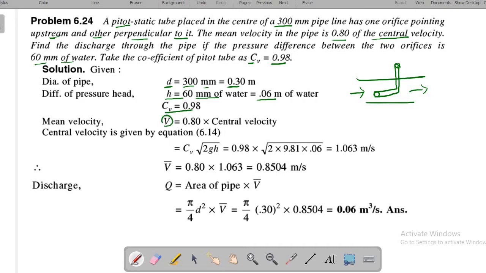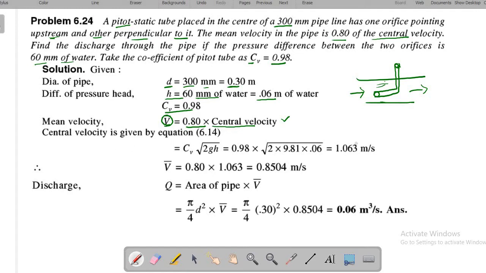Mean velocity: because the side as well as the center have a difference in velocity, the mean velocity of the pipe is 0.8 times the central velocity. The velocity will be higher at the center, and at the sides or corners of the pipe there will be a reduction in velocity because of the resistance. That's why they are taking the central velocity, and the mean of that is 0.8 times the central velocity. That is the relation they have given.